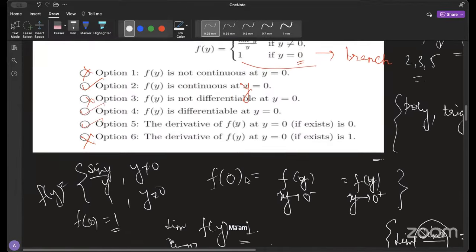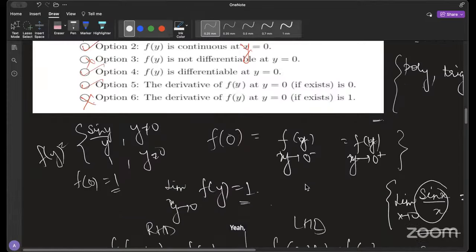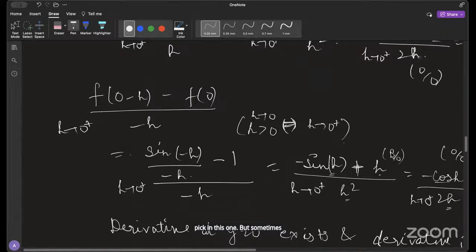Ma'am, actually there is one thing: when we find the left hand limit or left hand derivative at a particular point like a minus, we just have to put the value of a, na? Yeah, you usually just put the value here. But sometimes putting the value gives you 0 by 0 form, so that doesn't work. So you will either just put the value or use L'Hopital's rule. Like in this it's like 0 plus, so it should be like 0.00001, but we put 0.